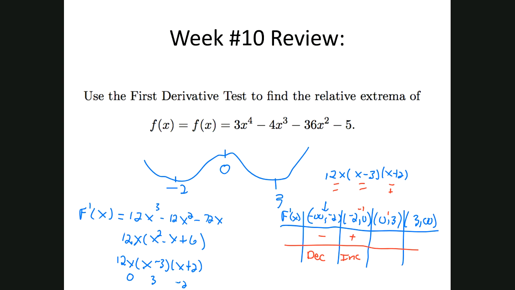Then from 0 to 3, let's take +1. If I put 1 in here, that's positive. 1 minus 3, that's negative. 1 plus 2, that's positive. Positive times negative is negative. It's decreasing here. And then my last interval, let's take 10. Positive, positive, positive, increasing. So I know my function is decreasing from -infinity to -2, increasing from -2 to 0, decreasing from 0 to 3, and increasing from 3 to infinity.